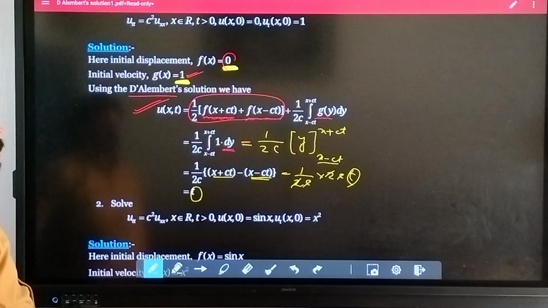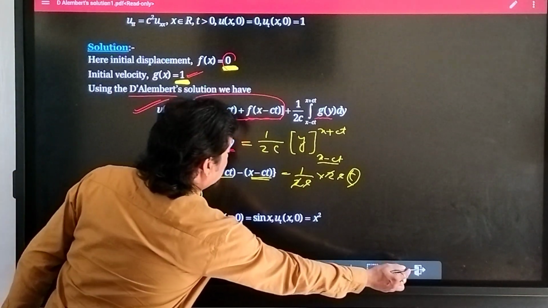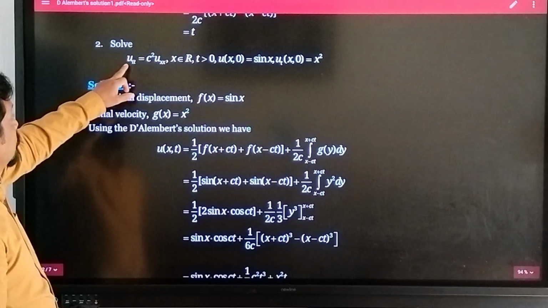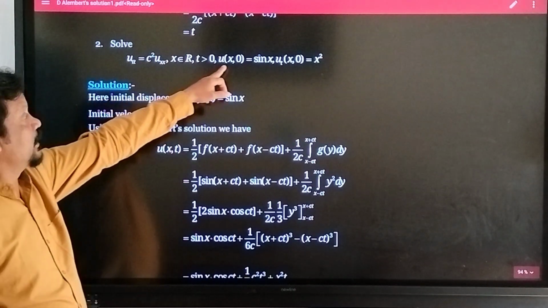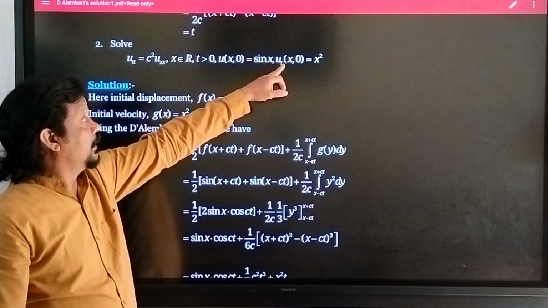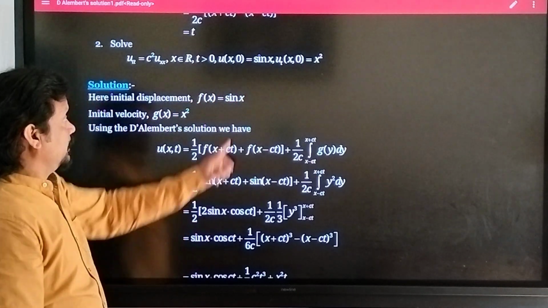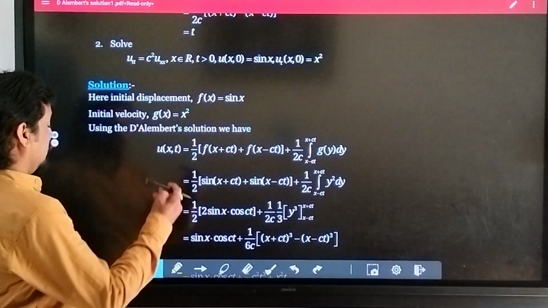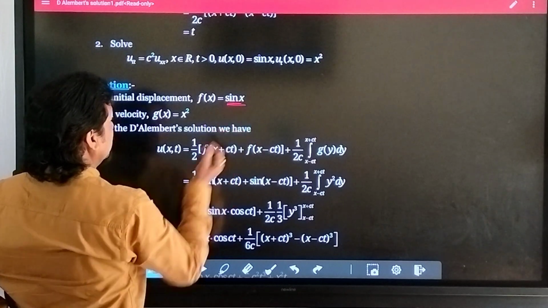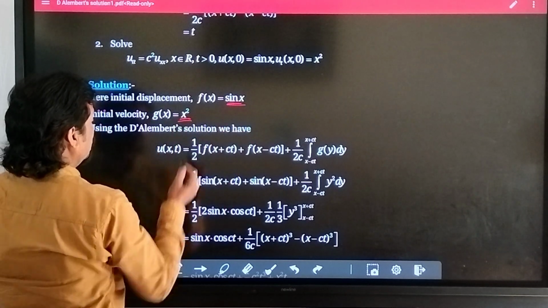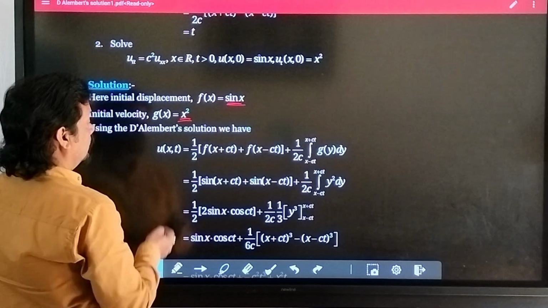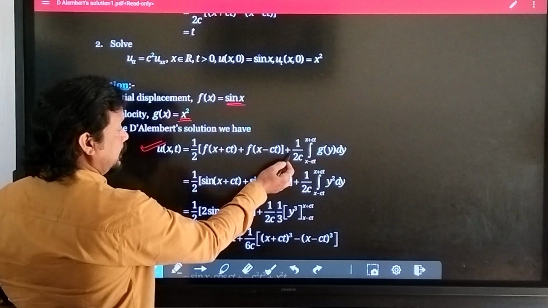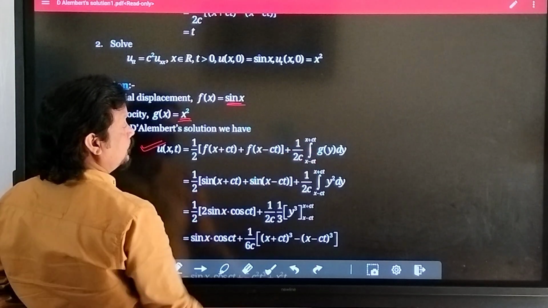Clear? See another example. u_tt is equal to c square into u_xx, and u of x, 0, that means the initial displacement, is sin x, and the initial velocity is x square. That means this is f of x and this is g of x. Here f of x is equal to sin x, and g of x is equal to x square. Clear?